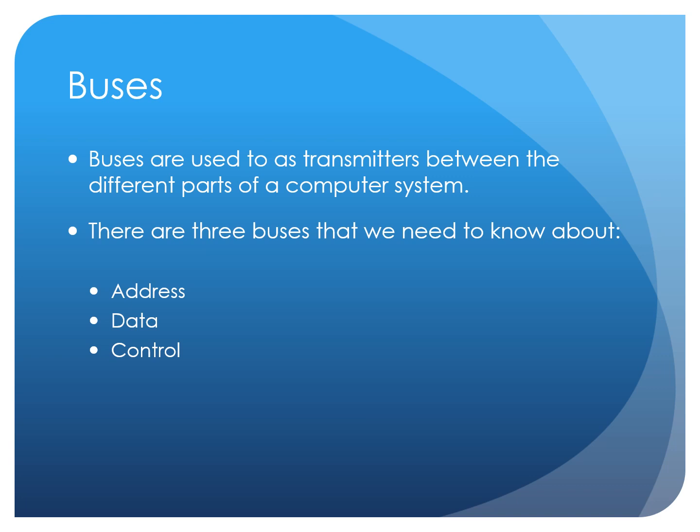A bus is an electronic line that connects components together. They are used to transmit data between the different parts of the computer system. There are 3 buses that we need to know about. First one is the address bus, the second the data bus, and last but not least the control bus. You should be able to name all 3 of these buses.